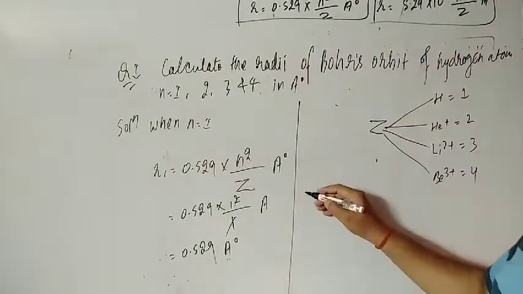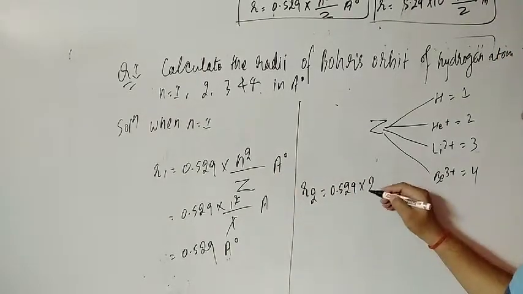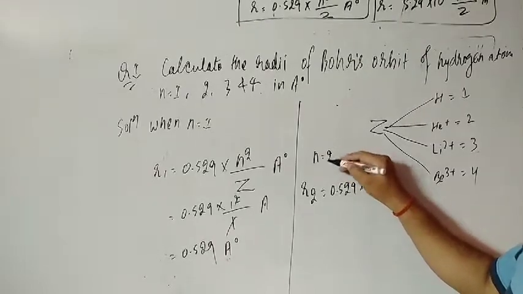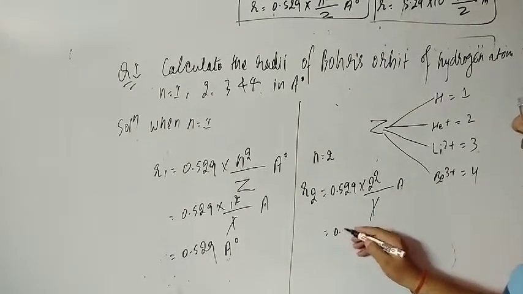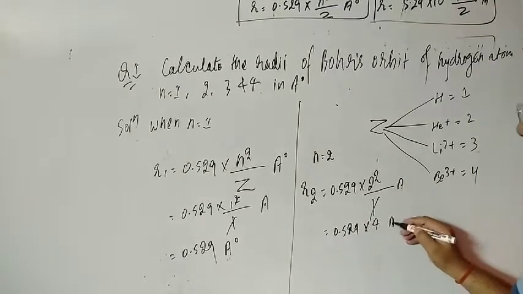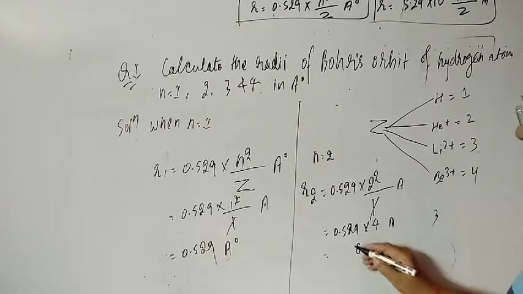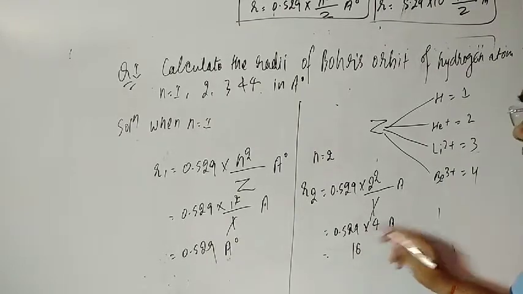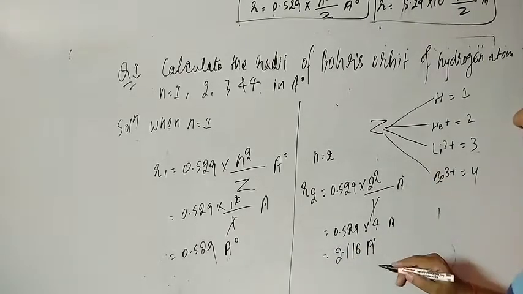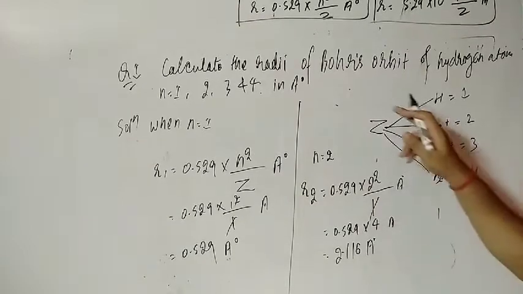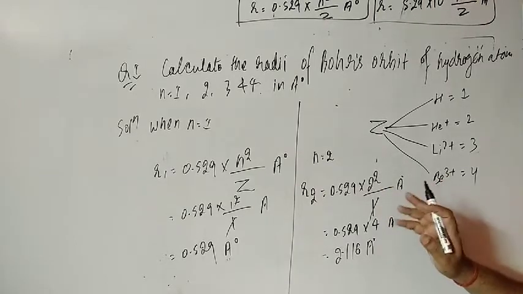For R2, the second orbit radii, it is 0.529 into n square, that is 2 square because n is equal to 2, divided by 1, in angstrom. So 0.529 into 4 angstrom. How much is that coming? 4 nines are 36, carry 3, 4 twos are 8, plus 3 is 11, carry 1, 4 fives are 20, plus 1 is 21. So this is 2.116 angstrom, the second radii. Now students, you understood that the radii is increasing with the orbit number for the hydrogen atom.